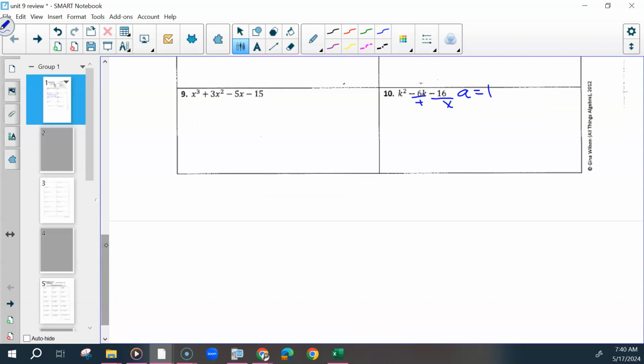What are some factors of 16? 8 and 2. And would that work? Yes, if you made one of them negative, which one would be the negative? Negative 8. So then we're going to have 2 factors, 2 sets of parentheses, whatever the variable is, put that first. And then your 2 numbers, put those in. K minus 8, K plus 2. Other questions?